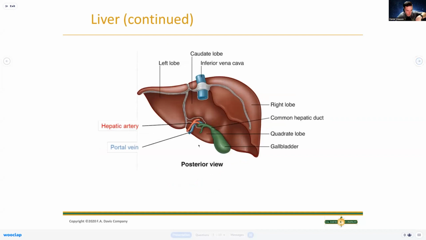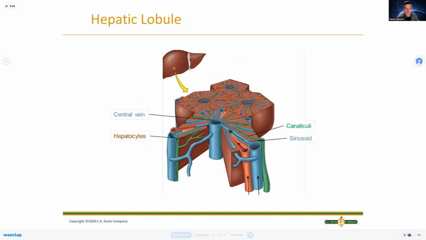This is the posterior view. And this is just highlighting, hey, here's our portal vein. That portal vein, you remember from our portal system, is all the nutrient-rich, still oxygen-poor blood coming off of the GI tract, making a stop in the liver to get cleaned of toxins before it goes back to the vena cava. If you remember the hepatic portal system. This is on page 433. There's a few things I would highlight from here.